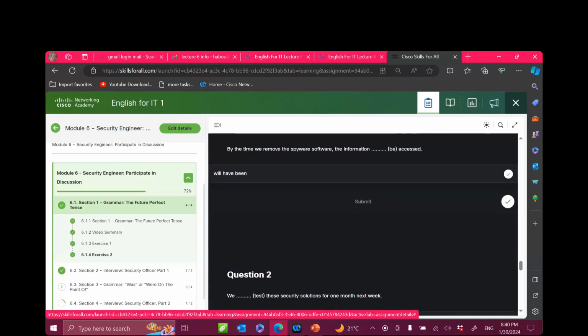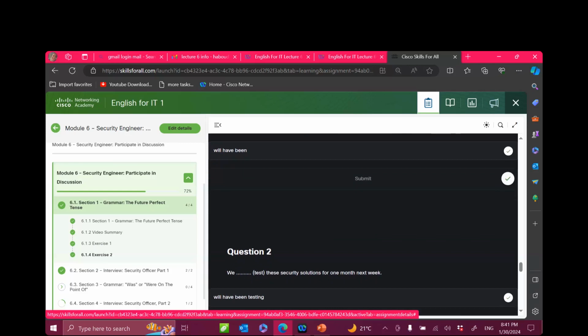Okay, we test these security solutions for 1 month next week. Okay, it gives me the duration here, for 1 month next week. So what's the correct answer? Yes, excellent. Will have been testing. So the main verb here is test. We'll add ing to test to be testing, and the body of the tense will have been.